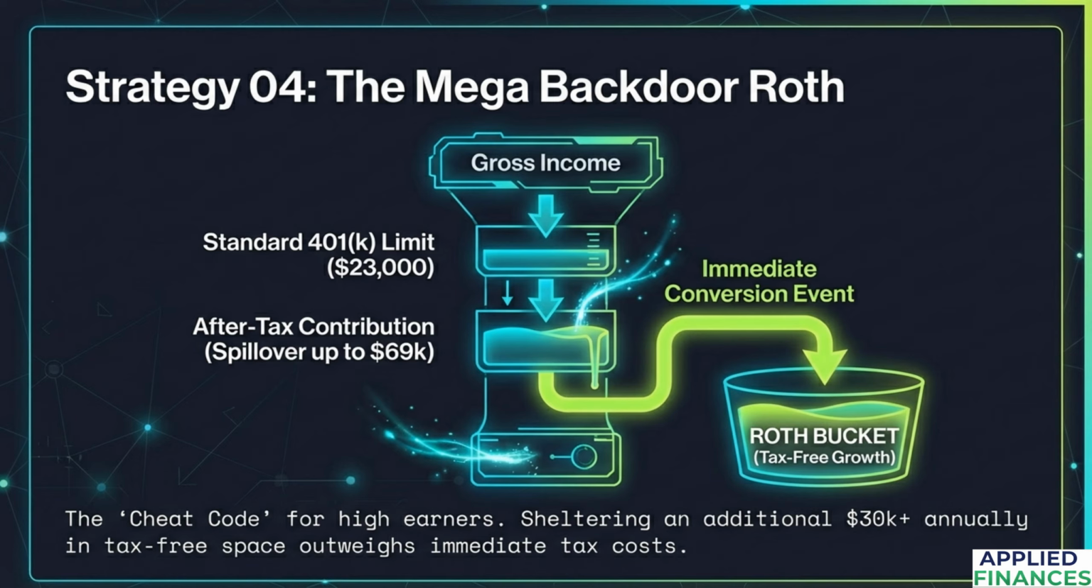For someone in a high-tax bracket, the benefit of long-term tax-free growth far outweighs the immediate tax costs of the conversion. This strategy effectively triples the amount of money you can get into a Roth environment compared to standard contributions. It is a powerful tool for those who have already maxed out their other retirement options and are looking for more ways to optimize their wealth. While not every employer plan supports this feature, for those who have access to it, the mega backdoor Roth is one of the most effective ways to build a massive tax-free nest egg in a relatively short period of time.